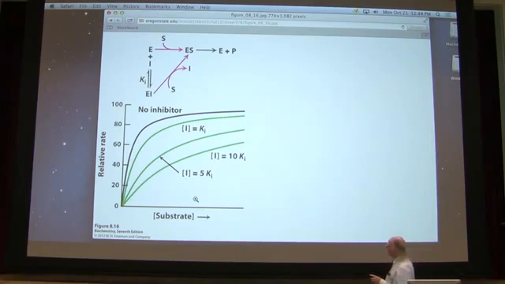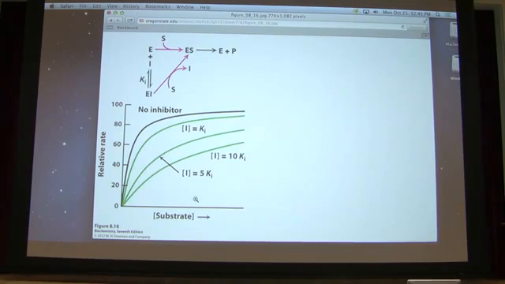If we look at this, what we'll discover is that this green line will eventually reach the black line, and it will reach the same Vmax. By reaching the same Vmax, how does it reach the same Vmax? It's an inhibitor, right? Well, it turns out it's a competitive inhibitor.